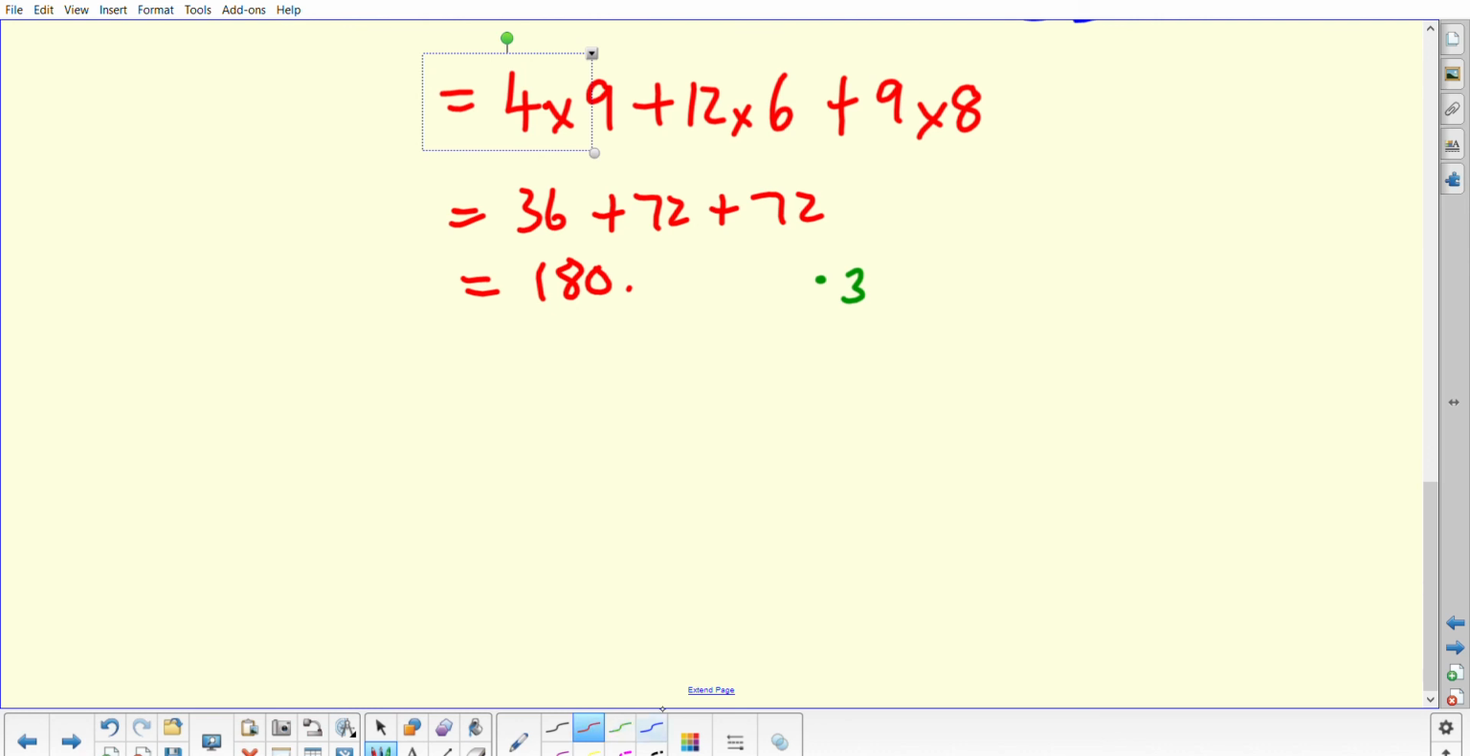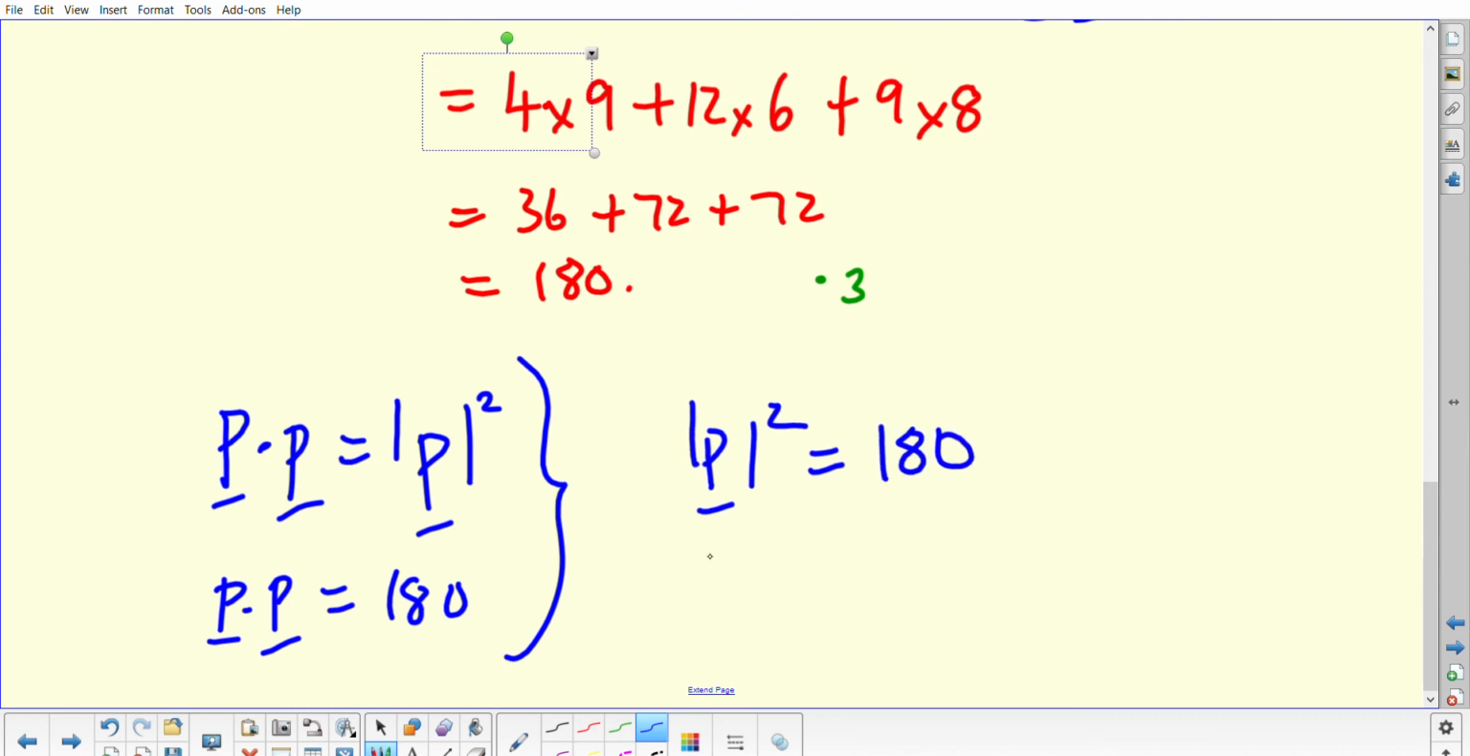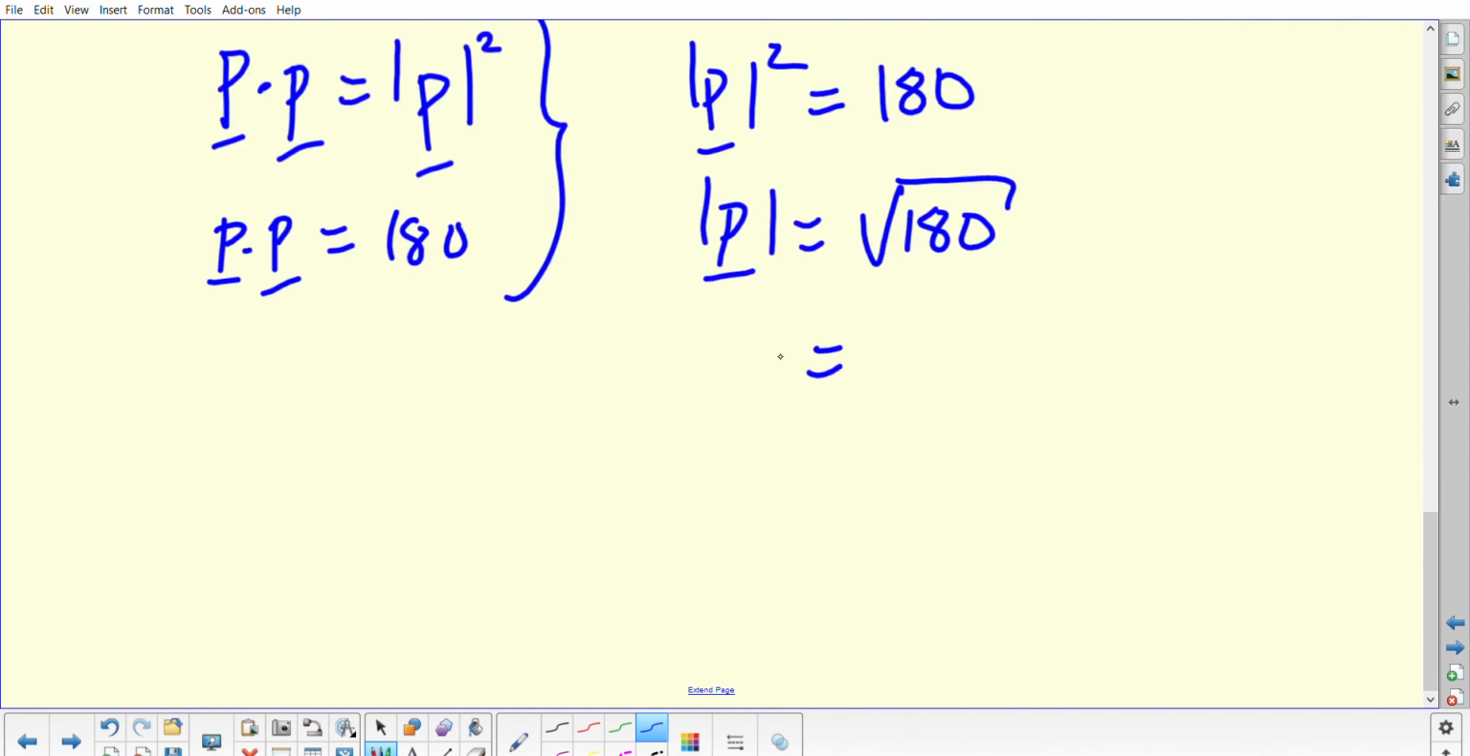Now by definition, because p dot p is equal to the magnitude of p squared, and we've just said that p dot p is also equal to 180, put those two facts together, you get magnitude of p squared equals 180, so the magnitude of p will be the square root of 180. It is then a matter of seeing if you can simplify.